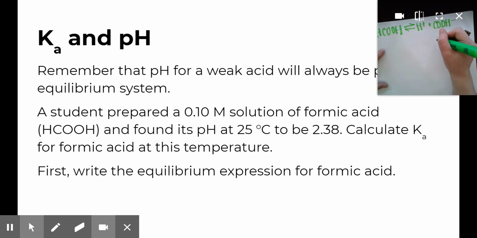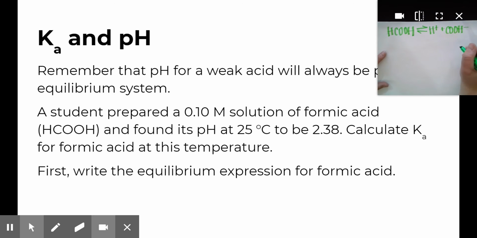So we're pretty good to go there. So then what else should we do? Well, the first step, and we're going to pause the video, we should write the equilibrium expression for formic acid. So take a second, write the equilibrium expression for this. Hopefully you did this. I got Ka equals [H+][HCOO-] over [HCOOH]. Okay, so there's my expression. What other information do we have? Well, we were told that we have a 0.10 molar solution of HCOOH. We're also told that pH equals 2.38.